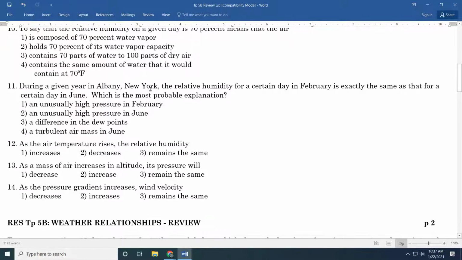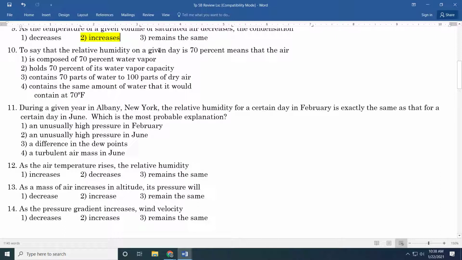Number 10. If the relative humidity on a given day is 70%, well, relative humidity is the percentage of fullness. Not that that's the greatest English, but we'll roll with it. So it's not composed of 70% water. It holds 70% of its water capacity. That's going to work. Holds 70% of its capacity.